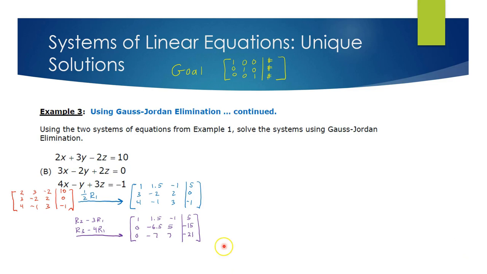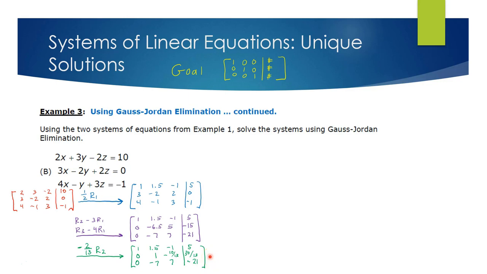So the next thing I want to do is establish the 1 I should have right here. So what I want to do is essentially divide row 2 by a negative 6.5, which is the same effect as taking negative 2/13 times row 2. So 0 times negative 2 over 13 remains 0, unchanged. Negative 6.5 times negative 2/13 will give me the 1. 5 times negative 2/13 gives me a negative 10/13. And negative 15 times a negative 2/13 gives me a positive 30 over 13.